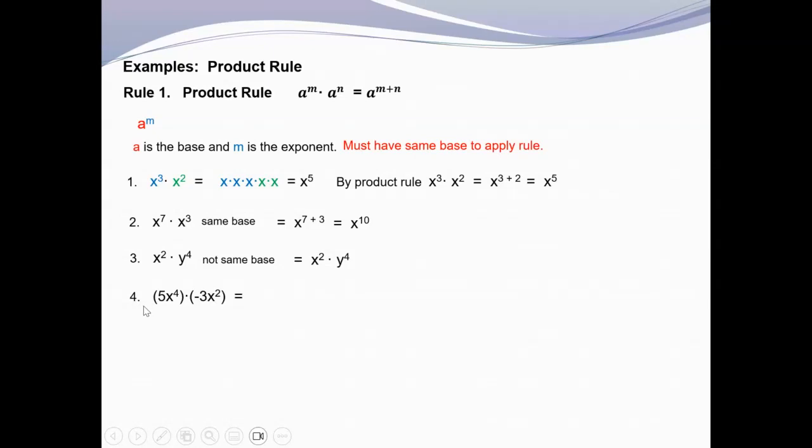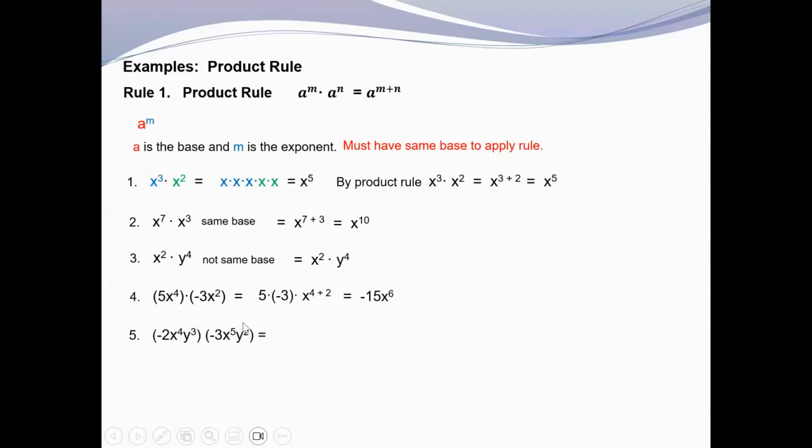Now this one here. If you have parentheses, 5x to the 4th, close parentheses, times parentheses, negative 3x squared. Here, you're going to multiply the coefficients, so it'll be 5 times negative 3. And then we have the same base, so we're going to add the exponents. So it'll be negative 15x to the 6th. But you can go straight from here, guys, to the answer.